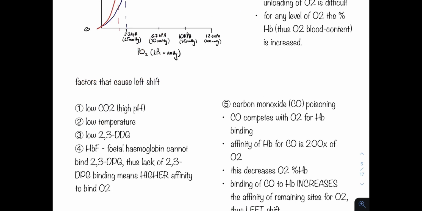So let us discuss these same factors. A low carbon dioxide causes a left shift, so this is the opposite of a right shift. Also, a low temperature and a low 2,3-DPG. Remember that 2,3-DPG binds to beta globins and prevents oxygen binding, allowing oxygen to unload. Two other factors that cause a left shift include fetal hemoglobin. Fetal hemoglobin cannot bind to 2,3-DPG because it lacks the binding sites, leaving more spaces for oxygen to bind. So this is very important, and this is one of the characteristics of fetal hemoglobin.